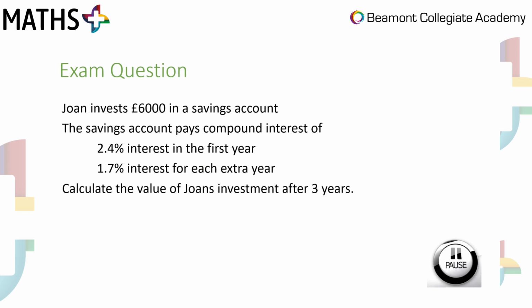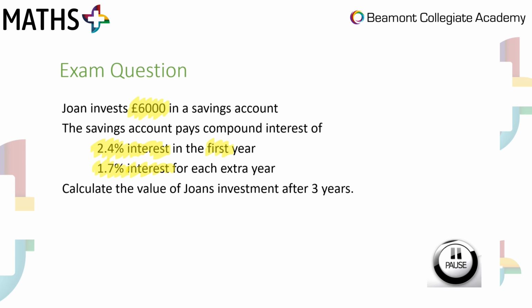Finally then, let's finish with an exam question. So pause the video, have a go at this question. Alright, let's have a look, see how we did. So Joan invests £6,000, so that's pretty crucial, so I'm going to highlight that. The savings account pays compound interest of 2.4% interest in the first year and 1.7% interest for each extra year. So that means the second year, the third year, the fourth year, the fifth year. Calculate the value of Joan's investment after 3 years.